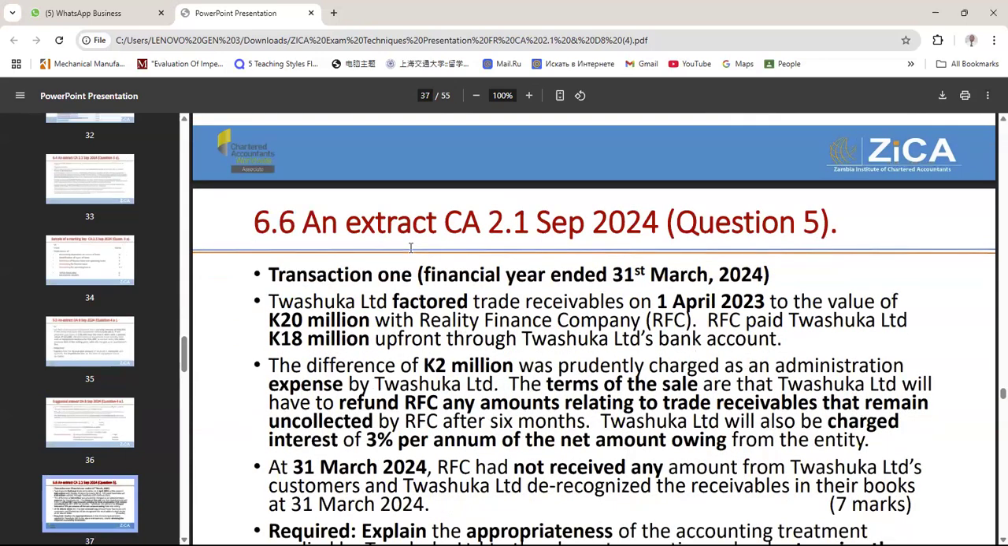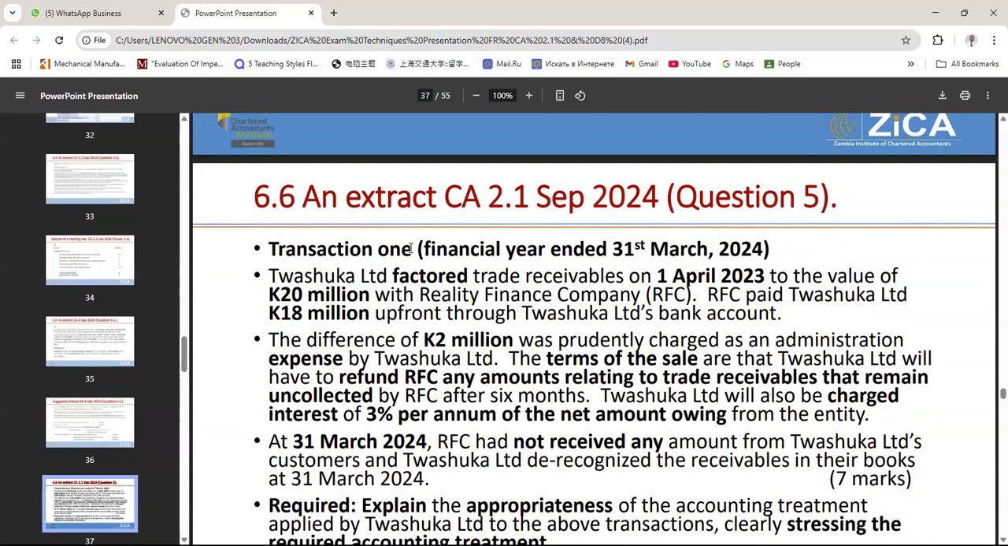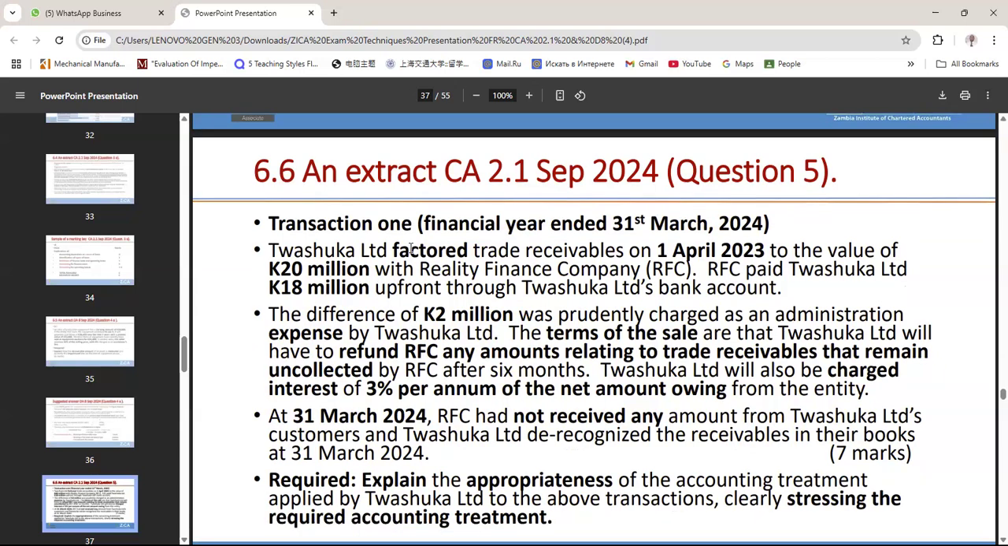This one also came in September 2024, question 5. It was on IFRS 9. IFRS 9 is highly examined in financial reporting. IFRS 9, which is on financial instruments, they will test in terms of recognition, recognizing upon becoming a party to the contract, and also derecognition. So this one was on derecognition. When should you stop showing a financial asset or financial liability? In this case, it was a financial asset.